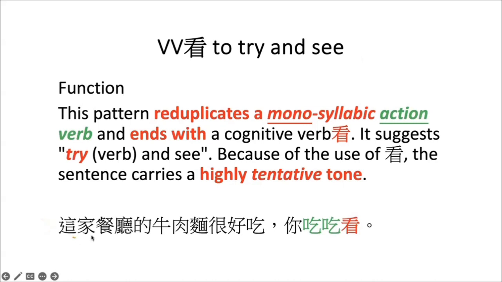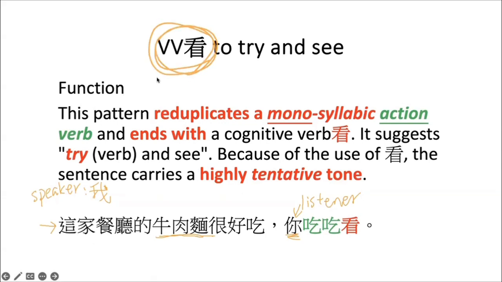For example, 这家餐厅的牛肉面很好吃，你吃吃看。In this context, the listener is you, and the speaker is 我. I hope you will try to eat this restaurant's 牛肉面 because I think you have never eaten this 牛肉面 of this restaurant. So I hope you try to eat.